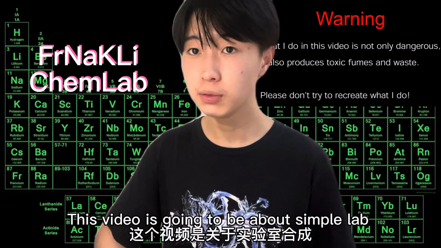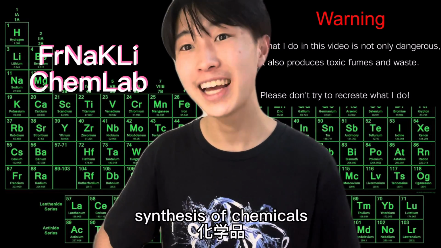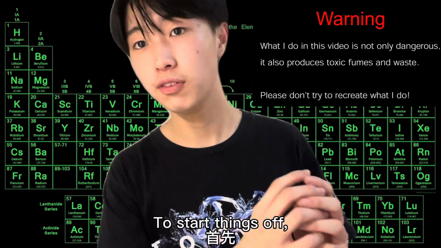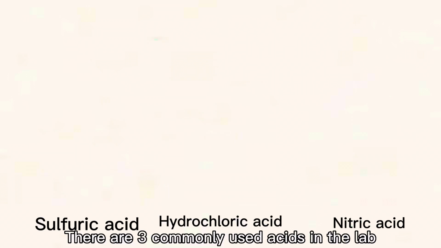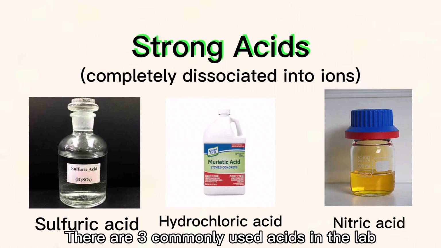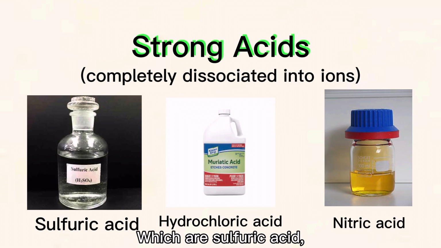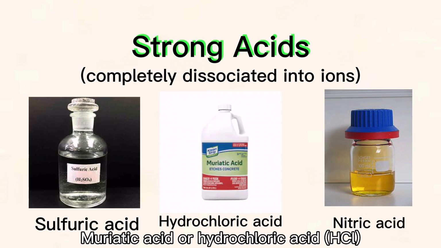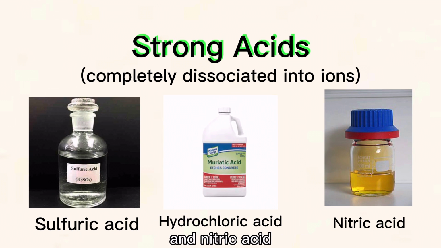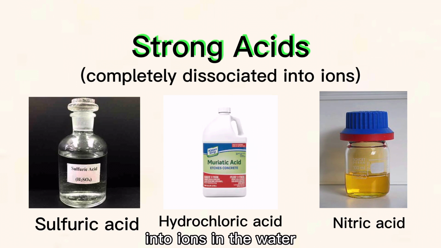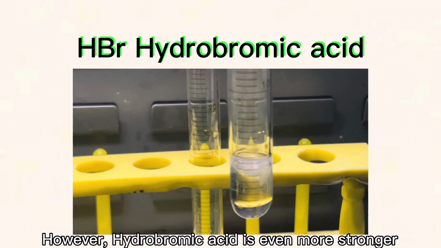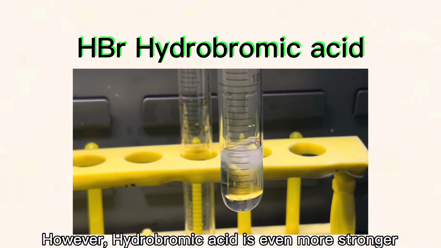This video is going to be about simple lab synthesis of chemicals. To start things off, I've decided to make something called hydrobromic acid. There are three commonly used acids in the lab, which are sulfuric acid, muriatic acid or hydrochloric acid, and nitric acid. Strong acid means the acid can completely dissociate into ions in the water. However, hydrobromic acid is even stronger.